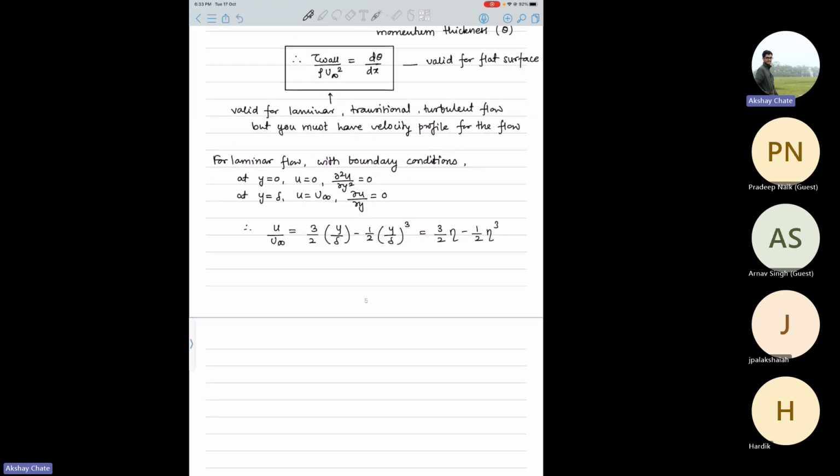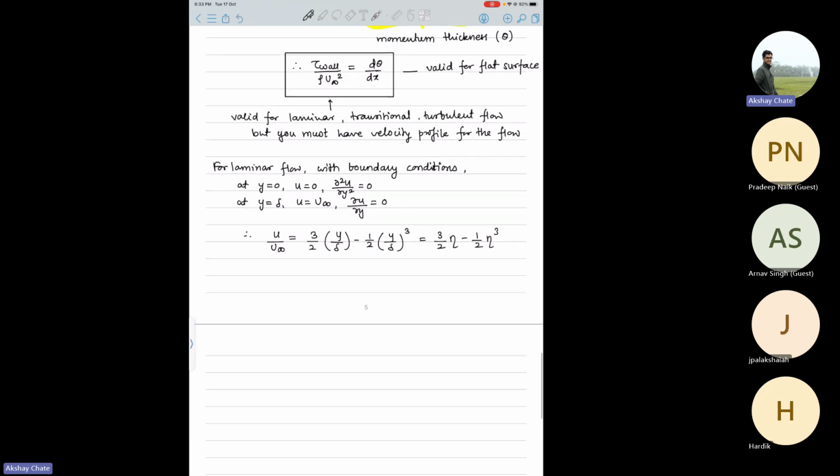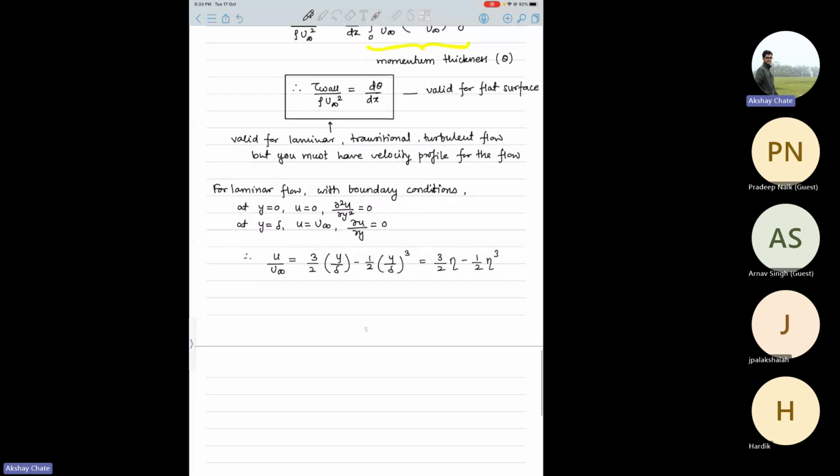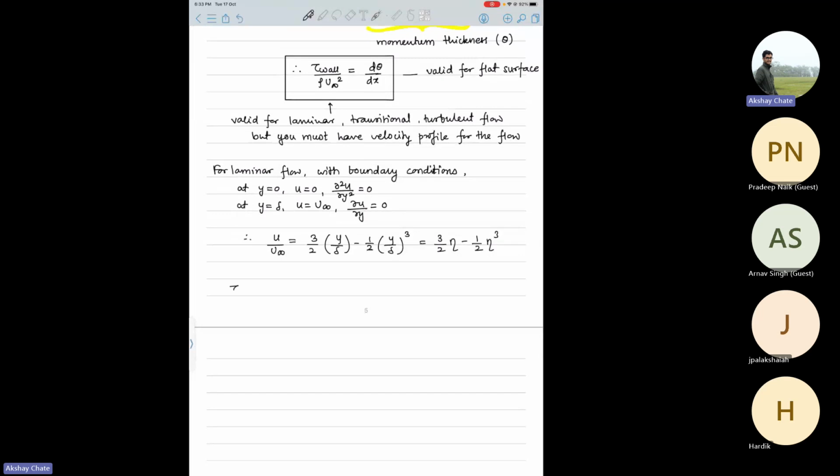So now, from the last class, do you remember what was the momentum thickness? Or if you don't, it's fine. We will try to do it today. So let's use it. So first of all, we need tau wall. So tau wall, as I said earlier, since we are considering it as a Newtonian fluid, is this expression for tau wall.